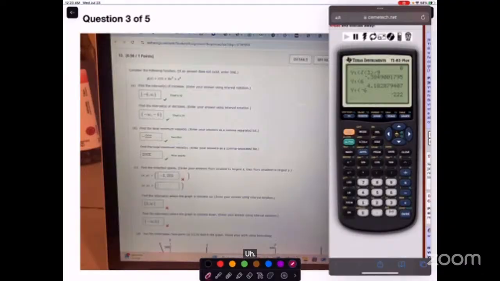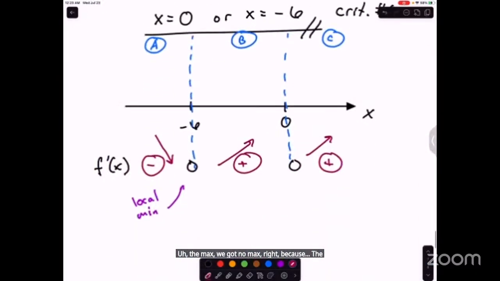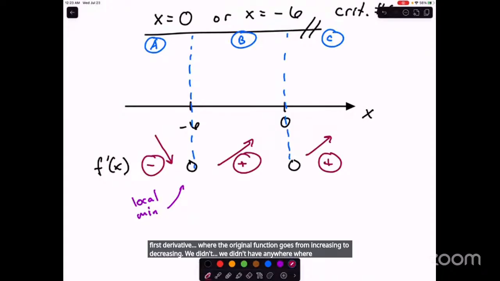The max, we got no max, right? Because the max would occur where the original function goes from increasing to decreasing. We didn't have anywhere where it went from increasing to decreasing, so that's why there was no local max.